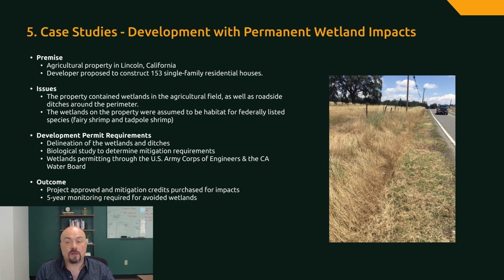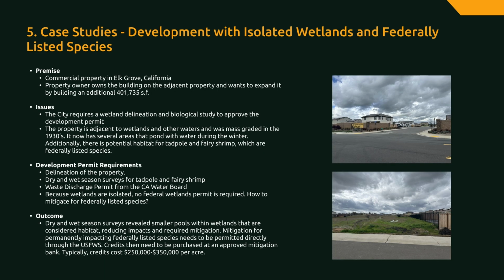We then applied for and obtained a Nationwide Permit 29 for residential projects with the Army Corps of Engineers and the California Water Board, which involved negotiating and purchasing mitigation credits at an off-site bank, as well as on-site conservation by modifying the site plan to avoid additional impacts. The project was approved and mitigation credits were purchased for impacts, along with completion of a 5-year monitoring plan for avoiding wetlands. Our next example is a commercial property in Elk Grove, California.